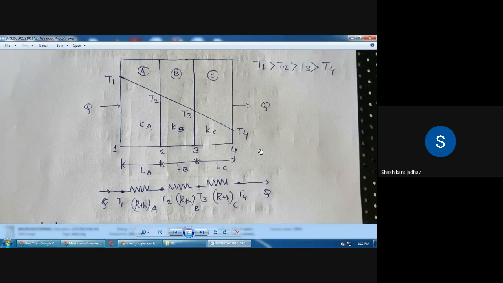And similarly, we have drawn the diagram in the form of an electrical system, that is in the form of thermal resistance. So for the plate A, what is the resistance? Thermal resistance A. For the plate B, what is the thermal resistance? Thermal resistance for plate B, and thermal resistance for plate C.